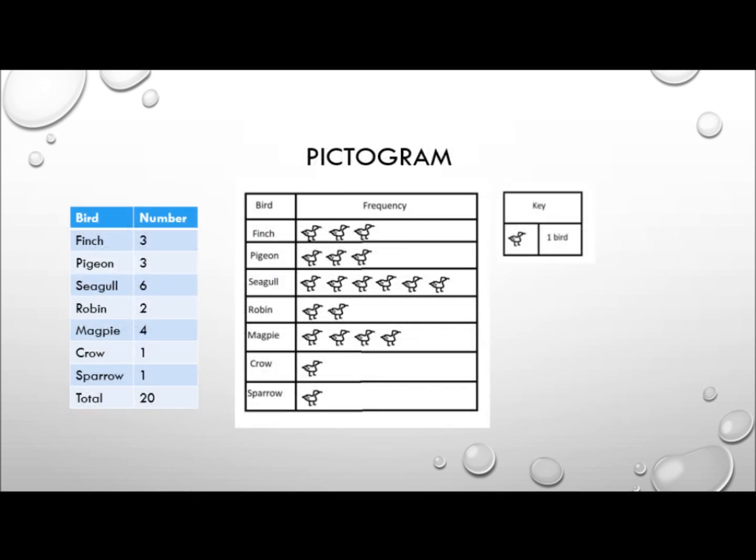Here's an example of a pictogram where the little pictures of birds represent one bird, and these are the same hypothetical birds that visited my hypothetical garden that you might be familiar with from my other videos. So we've got 3 finches, so we've got 3 little pictures of a bird. 3 pigeons, so we've got 3 pictures of a bird, and so on. It's just a way of visually representing this data in a slightly more appealing way perhaps than a bar chart.